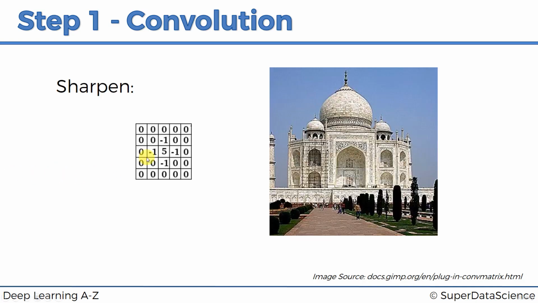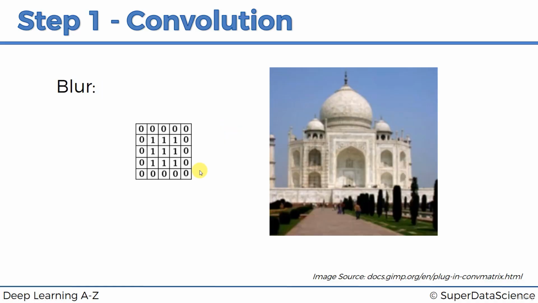So if we apply this filter, 5 in the middle, -1, -1, -1, -1, you can see that it sharpens the image. It's quite intuitive if you think of it. 5 is the main pixel in the middle of the filter, or the feature detector, and then -1, -1, -1 just reduces the pixels around it in an intuitive sense.